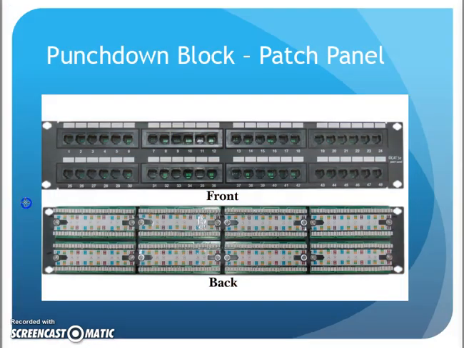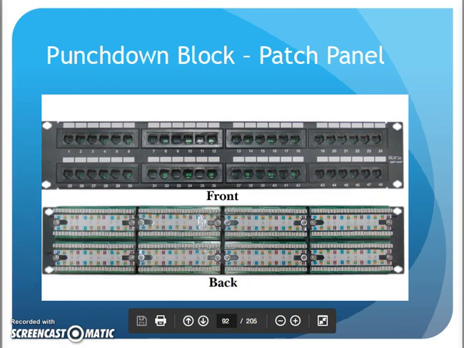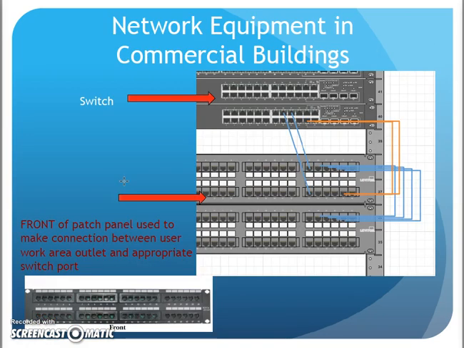The back is this side here. These are rows of 110 blocks that my horizontal wiring gets punched into. They get laid into there in a color code order, and I punch them in to terminate them. And I have a mechanical and electrical connection by doing that. Like this. Here's my horizontal cabling coming in. I lay it in a color code order, lay the wires in, use a punch down tool and punch them in. And this holds it physically, as well as there's electrical contacts in there, a little metal V that the wire gets forced into to make electrical contact.